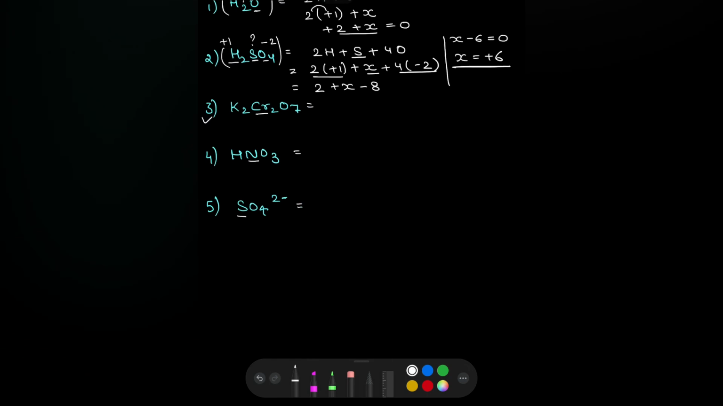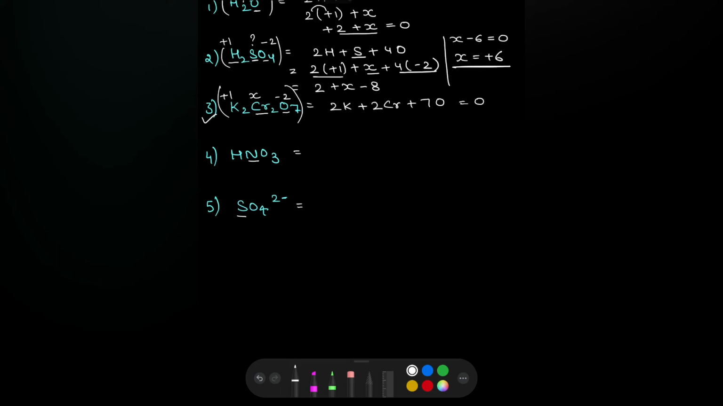Now the next compound we have is potassium dichromate. The oxidation number for potassium is +1. For chromium we consider it as x, and for oxygen we have -2. So 2 atoms of potassium and 2 atoms of chromium and 7 atoms of oxygen, and the summation will be equal to 0, since the compound does not have any overall charge on it.